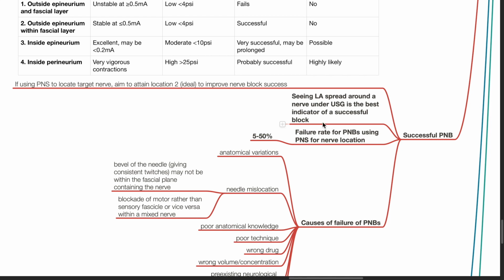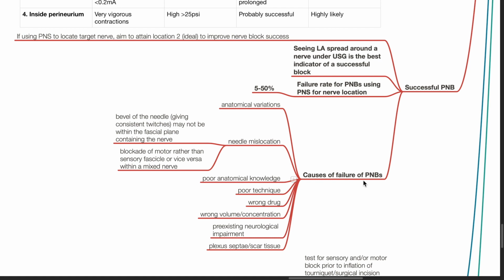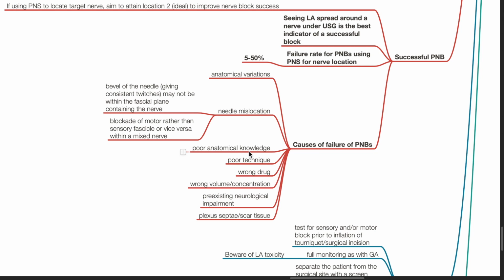Failure rate of PNB using peripheral nerve stimulation solely for nerve location ranges 5 to 50%. Causes of failure of PNB: anatomical variations, needle mislocation, bevel of needle may not be within the fascial plane containing the nerve, blockade of motor rather than sensory fascicle or vice versa within a mixed nerve can occur, poor anatomical knowledge, poor technique, wrong drug, wrong volume or concentration of the drug, pre-existing neurological impairment, plexus septae or scar tissue.